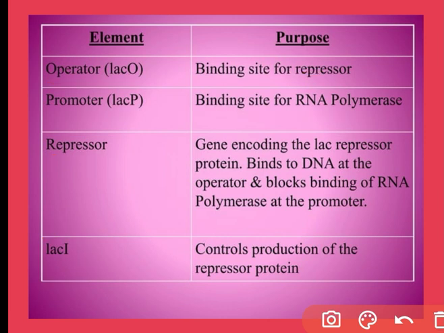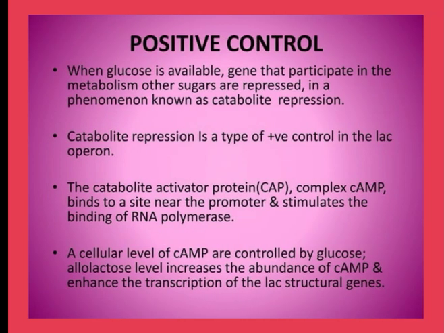and this repressor protein binds to lac O, so that it does not allow access for RNA polymerase binding to the promoter region. Then lac I controls the production of a repressor protein, or an inhibitor protein. We can say that the lac operon is under positive control and it is under negative control.